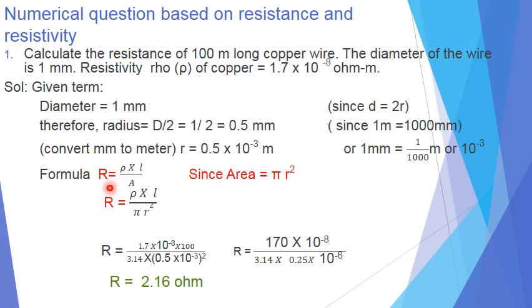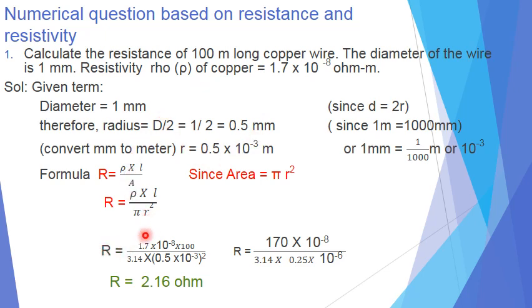The formula of resistance is resistance equals rho into L upon A. So resistance equals rho into length of the wire divided by pi r square. Okay, now we got the formula as this one. We got all the values. Now we have to put all the values in the equation.